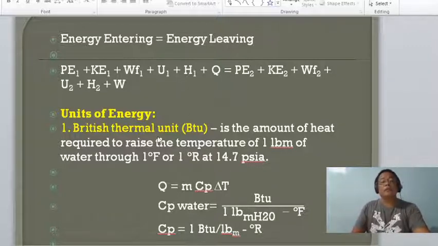Cp is equal to 1 BTU per pound degree Rankine. This is the same as 1 BTU per pound mass of water per degree Fahrenheit. That is a British thermal unit. A British thermal unit is the amount of heat required to raise the temperature of 1 pound of water through 1 degree Fahrenheit, or the change of 1 degree Fahrenheit is the same as the change in degree Rankine. Take note that the water is at 14.7 psi, at atmospheric pressure.